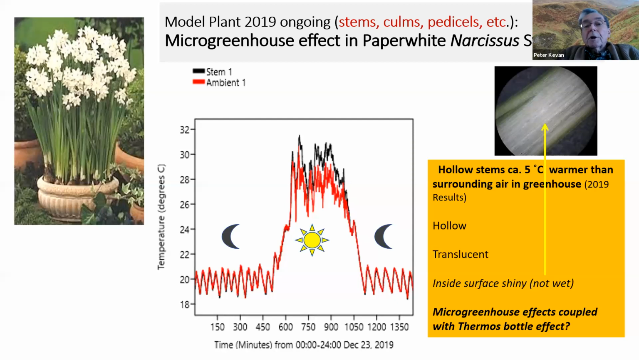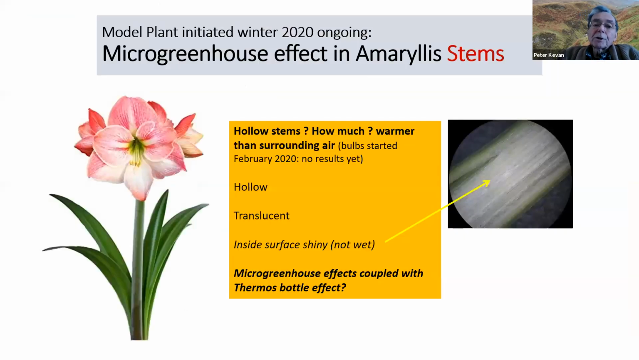We also looked at stems, and some of this data we have presented to you before. This is the paper white narcissus stems in a greenhouse at the University of Guelph. They are hollow inside, and when you look at them inside and cut them open, they look as if they're wet inside, but it's not. It's that they're shiny. And next slide shows amaryllis, which again is the same sort of thing.